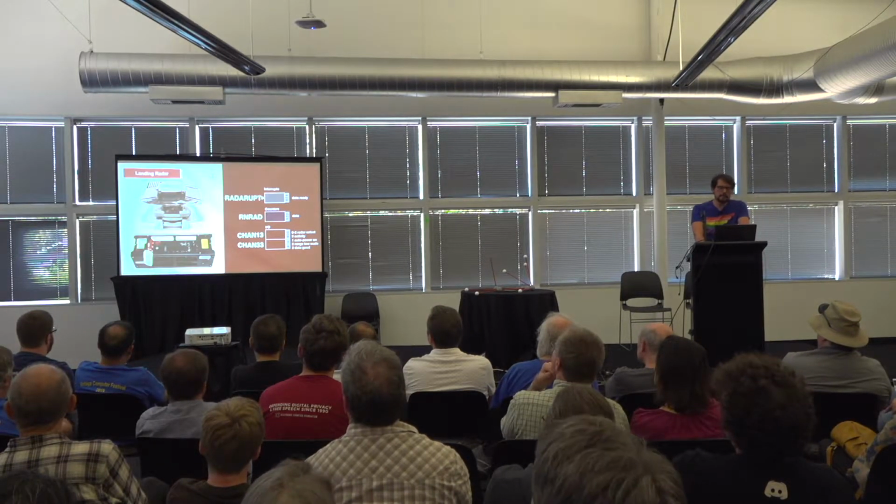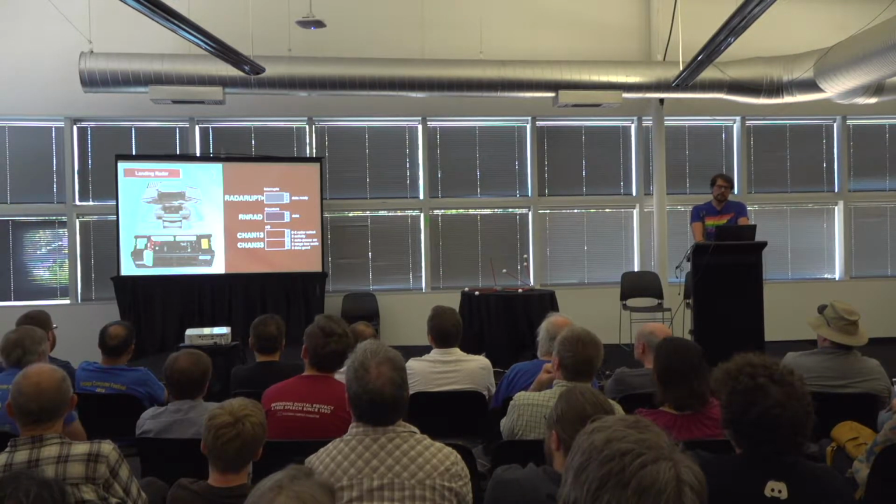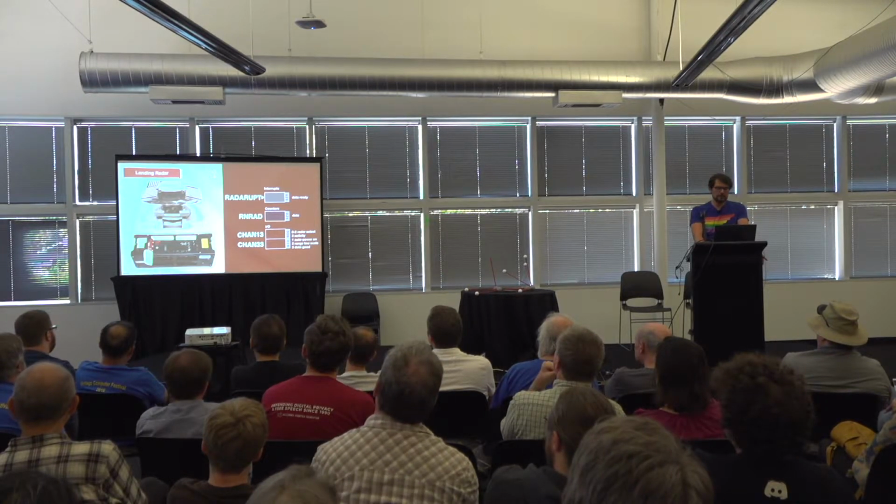The landing radar sits at the bottom of the Lunar module and measures the distance to the ground. The radar interrupt will be triggered whenever a new measurement is available, and the RN-RAD counter contains the new value.